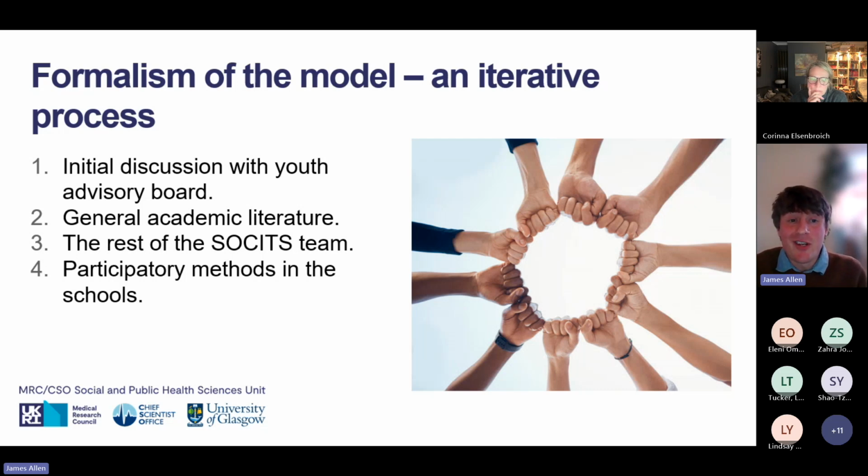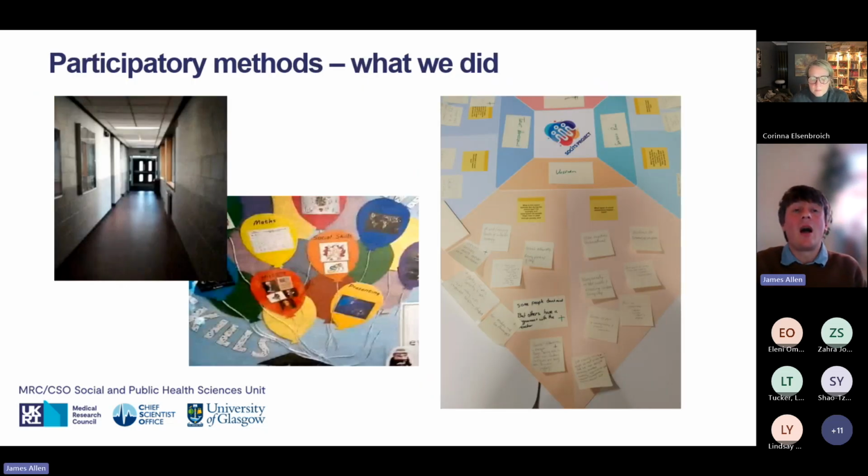What does academia and research say about why students feel stressed or lonely? Then there's the rest of the SOCITS team, where there's lots of different expertise. And finally, participation in school, which is what I'm going to focus on in a bit.